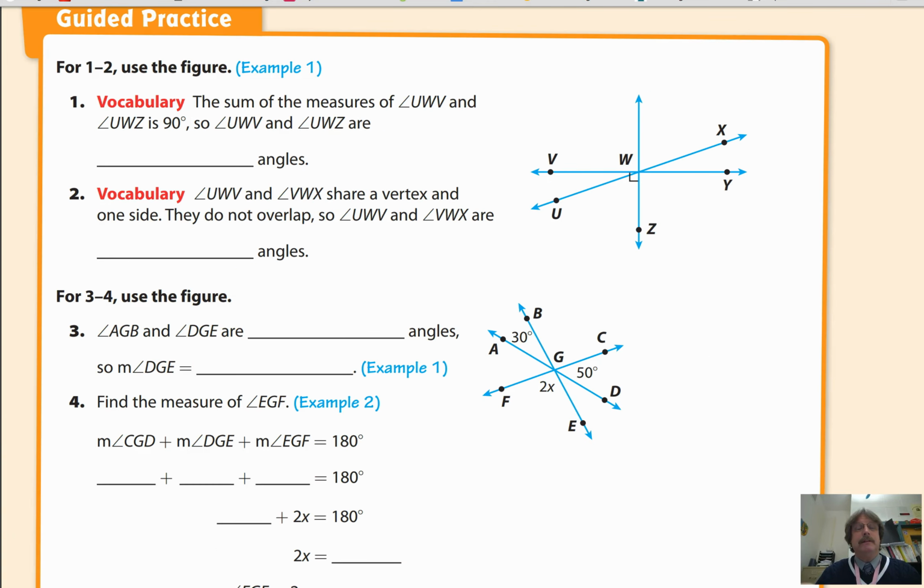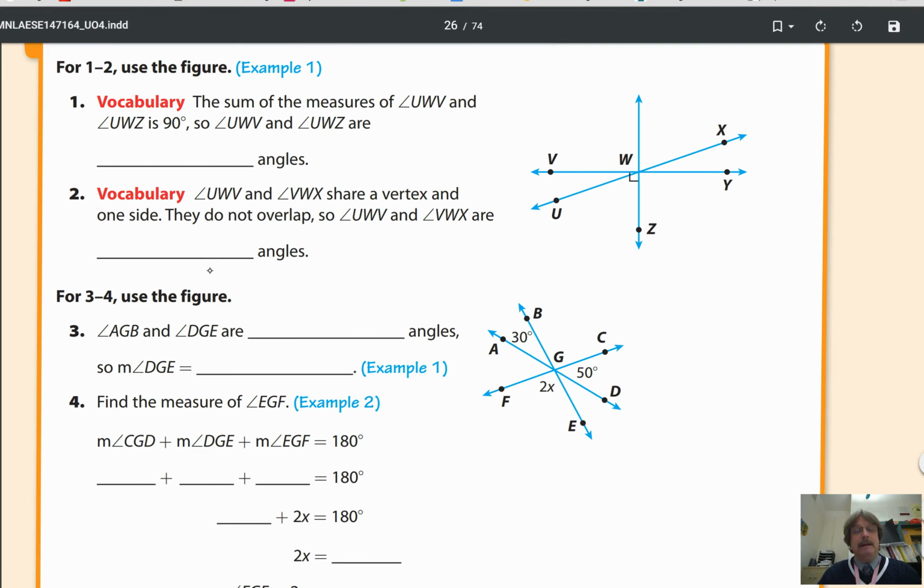Down here in guided practice, we're working on the vocabulary again, working on the angles. Here they have this diagram for you to go ahead and use to try to figure out number 4. What is the measure of angle CGD plus the measure of angle DGE plus the measure of angle EGF? And all of that has to equal 180 degrees, because we are looking at CGD, angle DGE, and then angle EGF. So we're looking at all of this down here.